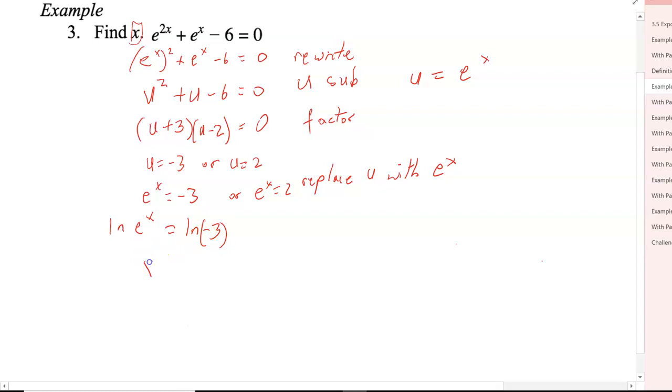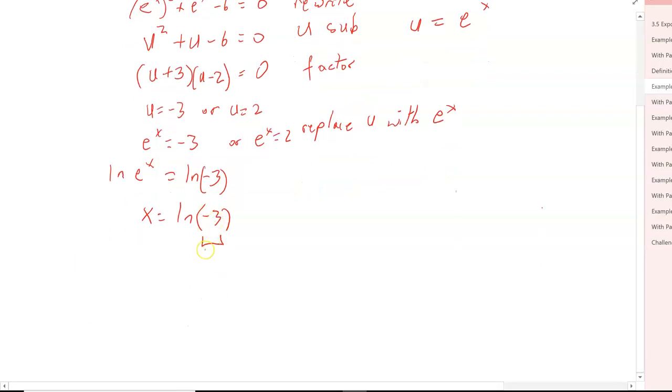Final step for this would be x equals ln of negative 3, and that would be the correct answer if ln of negative 3 existed as a real number. But because we know from before this lesson that this is not a real solution, we can extend that to say it is not a solution.